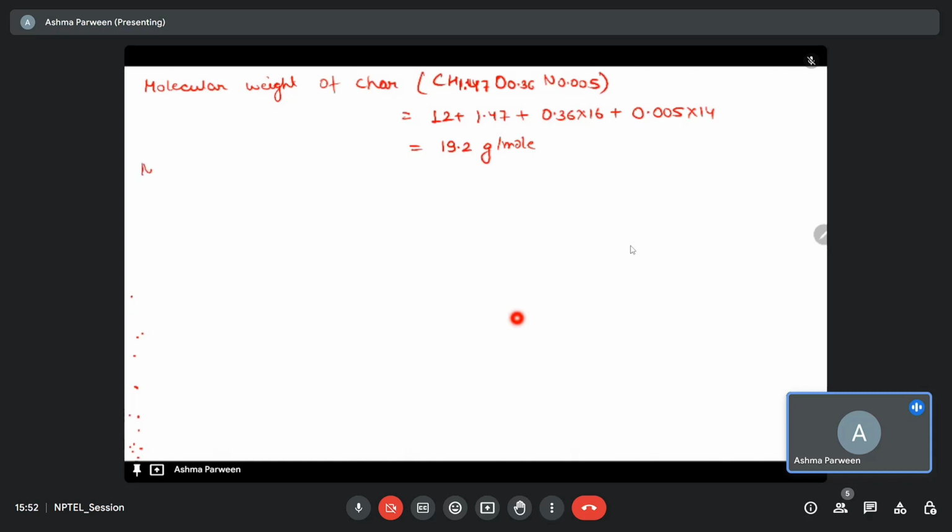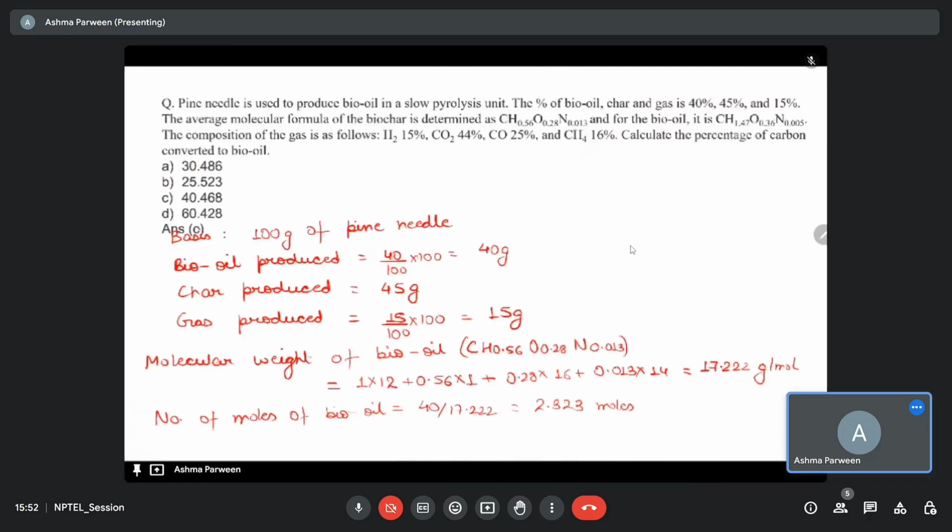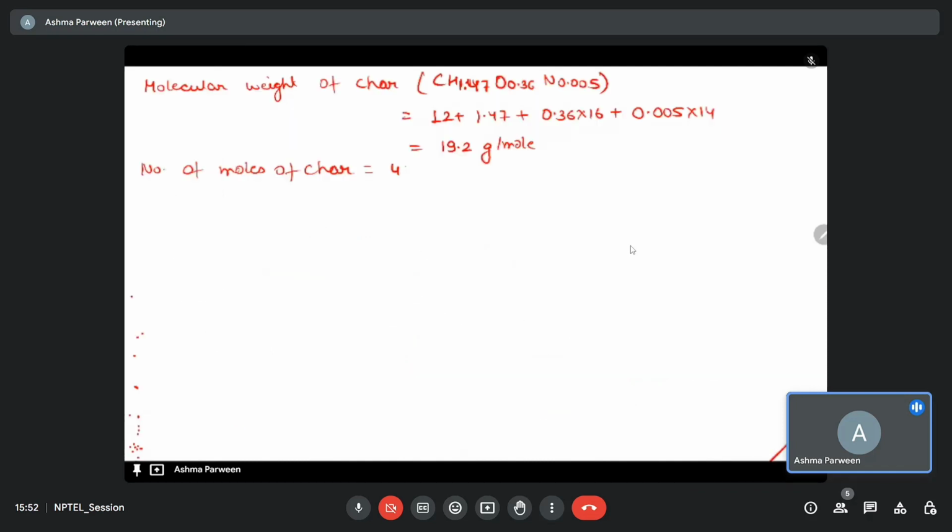So the number of moles of char will be, char produced is 45, so it will be 45 upon 19.2. It's coming out to be 2.332 moles.